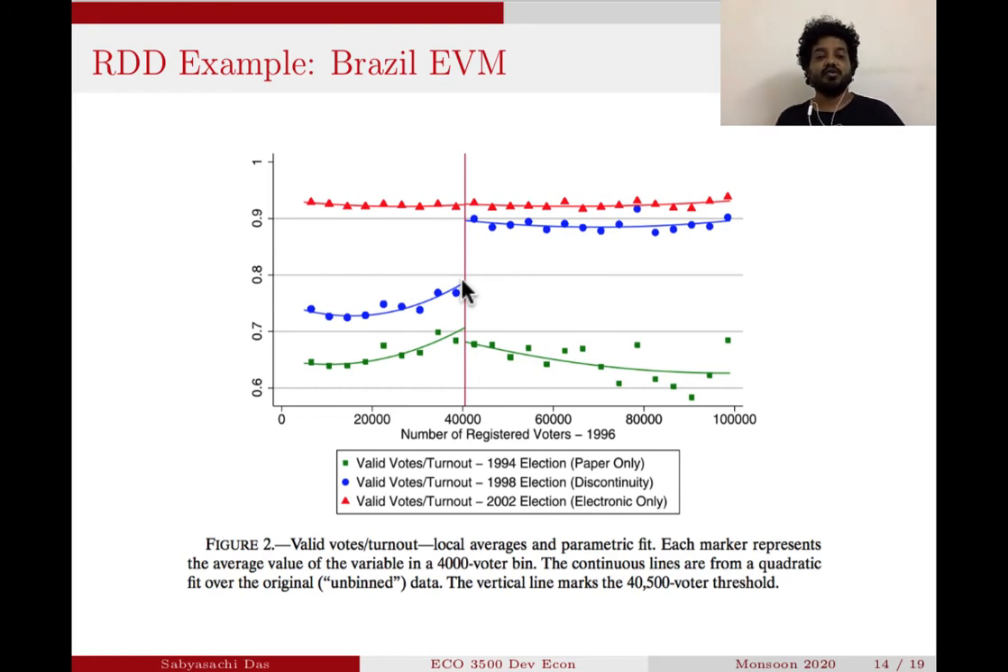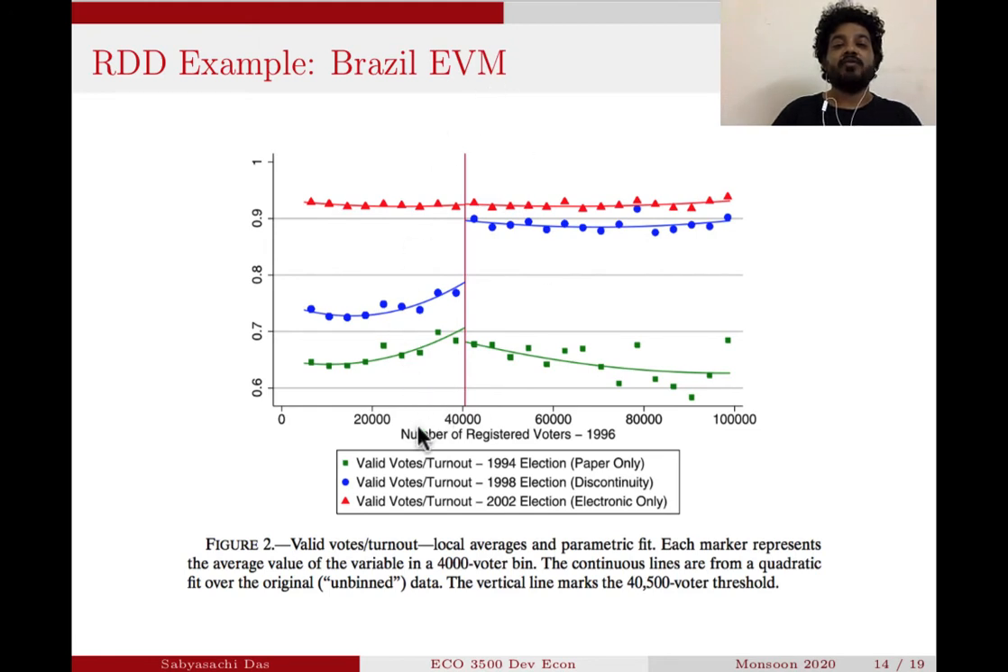So now the question is, how do you estimate this jump? The first thing you have to do is select observations which are surrounding 40,000. So you select what is called a bandwidth. You select a bandwidth around 40,000, and you only consider municipalities which are within that bandwidth. So say plus or minus 10,000 population, so 30,000 to 50,000. That's the plus or minus 10,000 around the threshold.